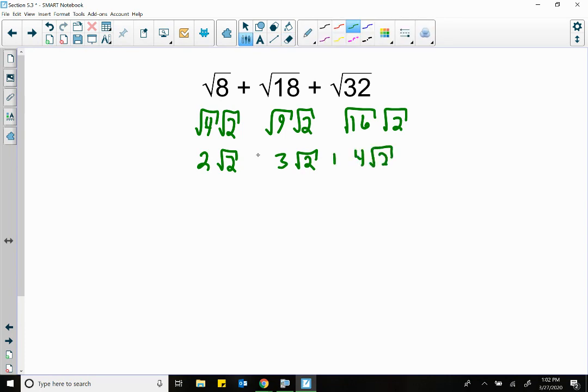So all we have to do now is look at what we got. Everybody's reduced. Are these radicals the same? Yes, they are. So all we got to do is add the numbers in front of them because it's all addition. So what's 2 plus 3 plus 4? 9 square roots of 2. That's it. That's what adding and subtracting is like.